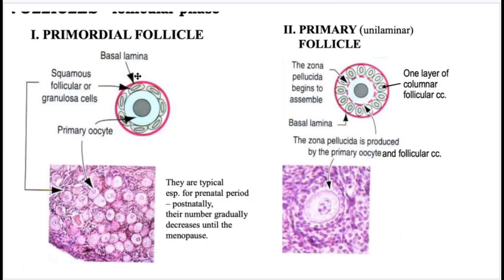So again, we have your primordial follicle, oocyte, follicular cells, basal lamina. These are squamous follicular cells, and you're not going to see this. I tell you guys right now, you are not going to see this because these are more for the prenatal period and they tend to decrease. What you guys can see are primary follicles. You're going to see the exact same structures. You're going to see an oocyte. You're going to see one layer of columnar follicular cells now, and you're also going to see the structure known as zona pellucida.